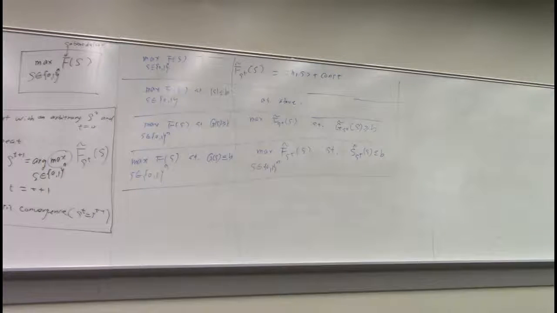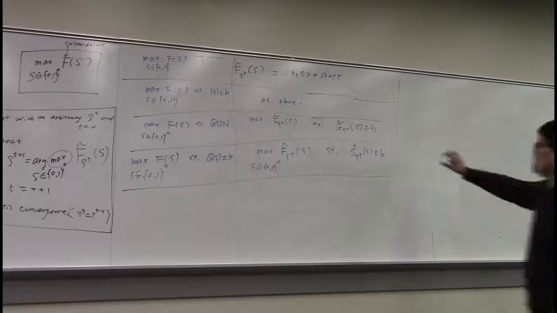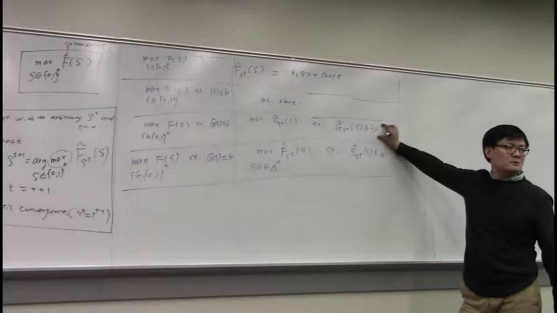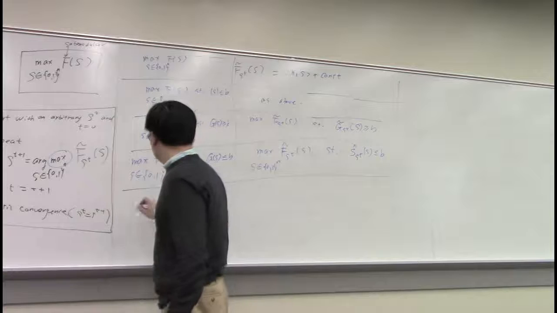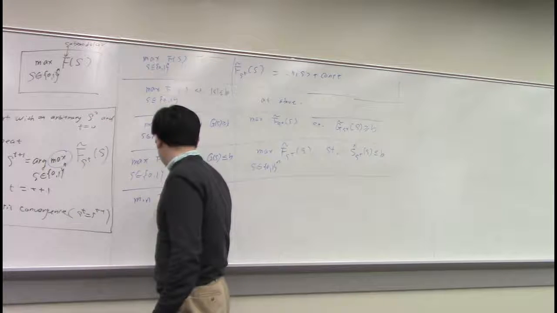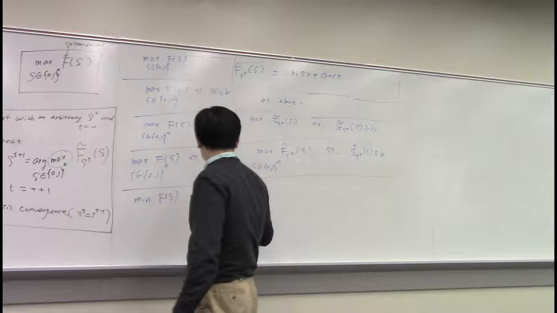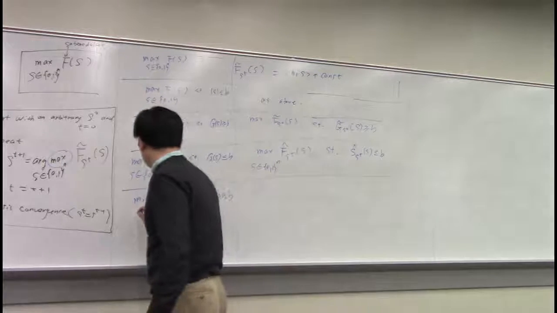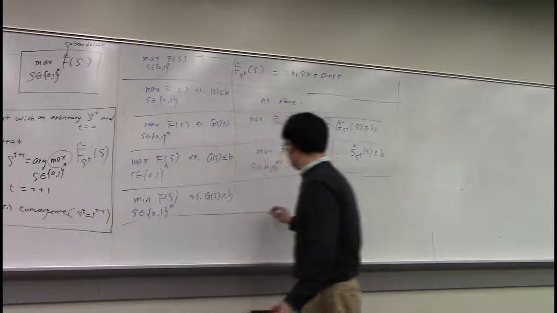Okay? So it's because we want to make sure the solution we obtained is feasible. Okay? This is what we want to guarantee. Same here, right? This will also make sure the solution is feasible. So now, minimize f(S) subject to g(S) greater than or equal to B. How about this problem?